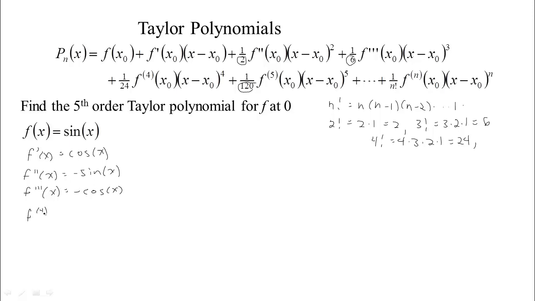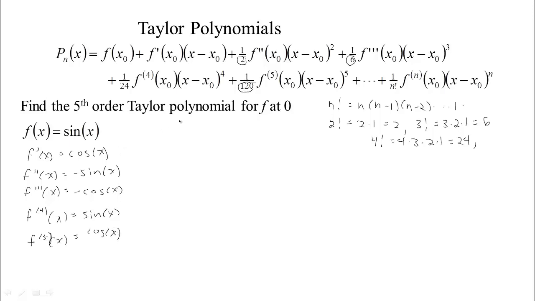The fourth derivative, when we start to write too many primes, remember we can just put the number of derivatives in parentheses there, so that means 4 derivatives of f. Well, the derivative of negative cosine is the sine, so we're back to sine. And then the fifth derivative is going to be back to cosine.